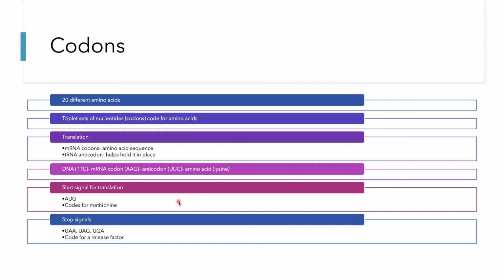The start signal for translation is codon AUG, and it codes for amino acid methionine. The 3 stop codons that code for termination signals in translation are UAA, UAG, and UGA. These code for a release factor, not an amino acid.